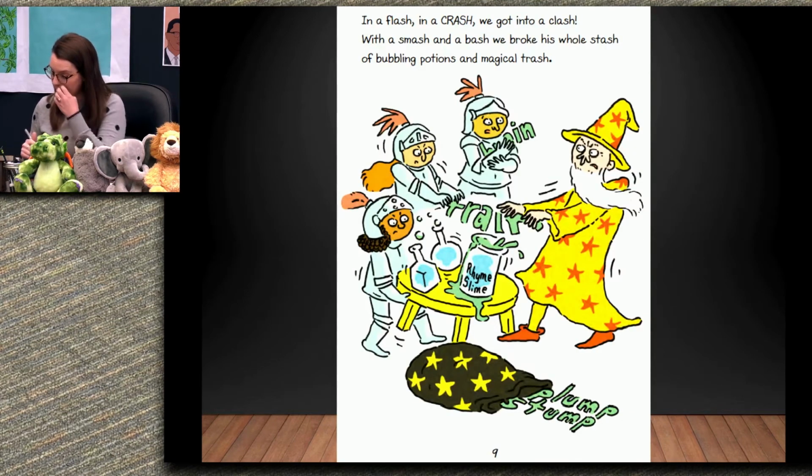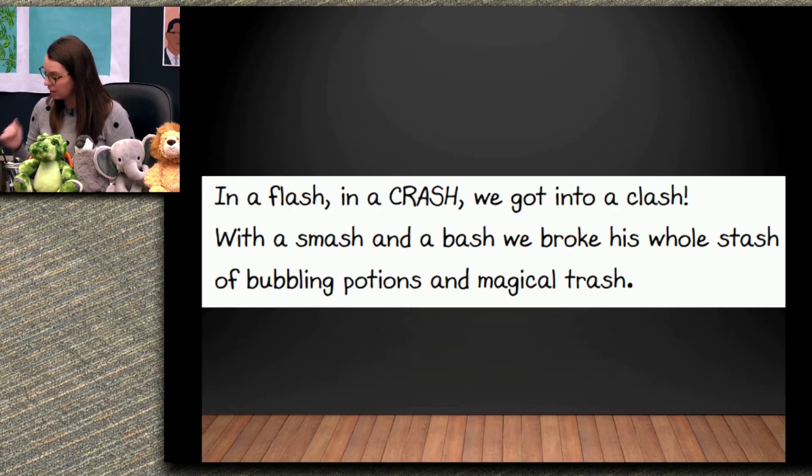Let's keep reading. In a flash, in a crash, we got into a clash. With a smash and a bash, we broke his whole stash of bubbling potions and magical trash. Let's look really closely at those words again. Can you, just by looking at the words, find the words that rhyme? Take a moment, and in your book, try to find the words that rhyme.